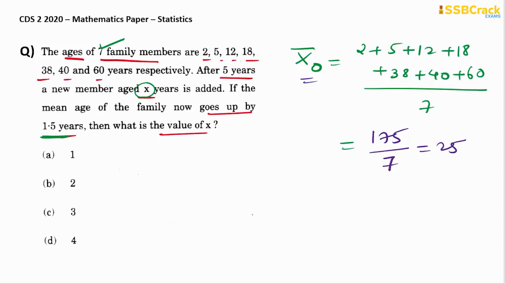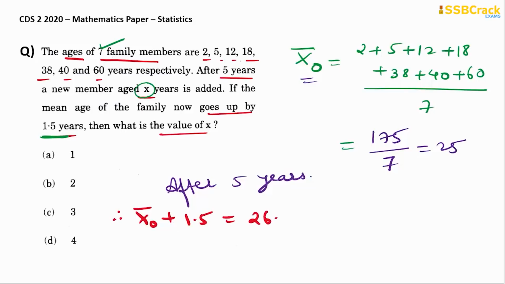So later what happened after 5 years? We are talking about now. After 5 years, each age will be increased by 5. So the new mean will come out, and for the new mean value, they said that the original mean exceeded by 1.5 years. Okay, so this value is 25 plus 1.5, that is 26.5, equal to, what will be the numerator? Can you understand? See, we have to take 2 plus 5, 5 plus 5, 12 plus 5, like that for these ages, because we are calculating after 5 years, right?